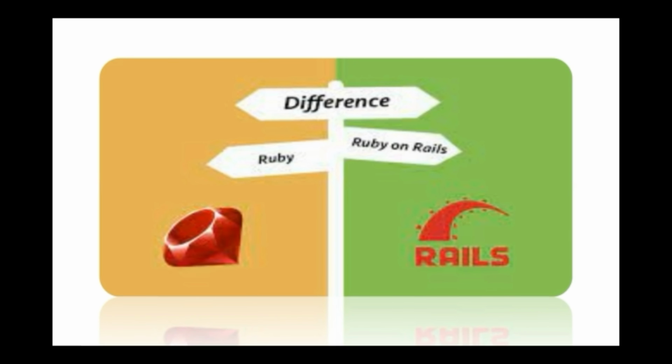Now, how can we write a comment? So we have two possibilities. When we want to write a single line comment, we start with the hash character. Also, you can comment multiple lines using =begin and =end.